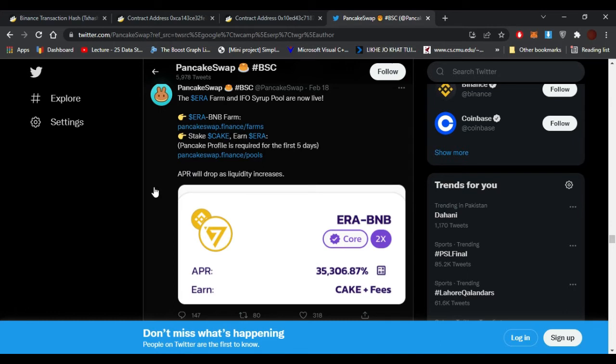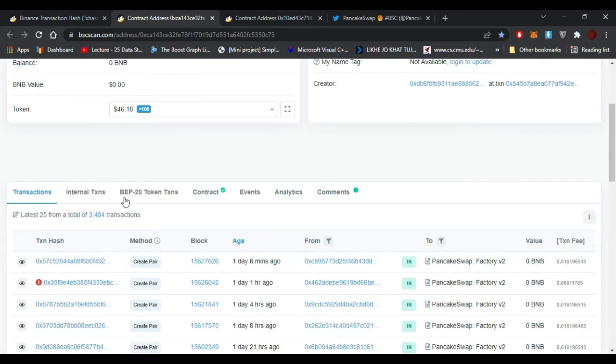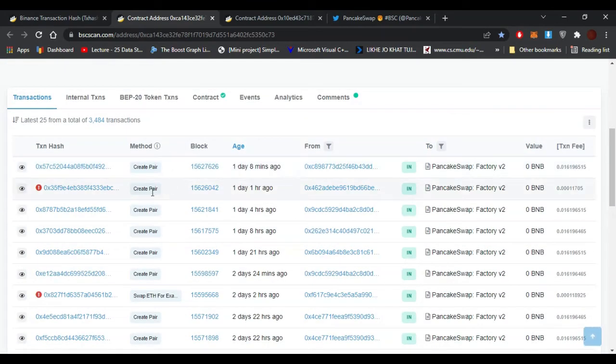So they announce ahead of time that this will be listed, right? Or you can also do another thing actually. In the transactions of the factory here, you will see that whenever something is listed on PancakeSwap, they first create that pair, right? So you see these methods here, the create pair, right?